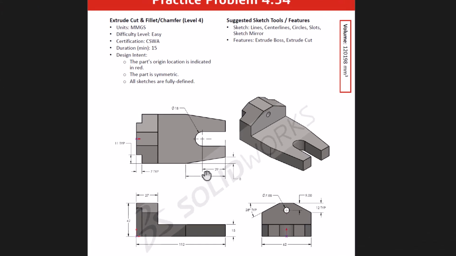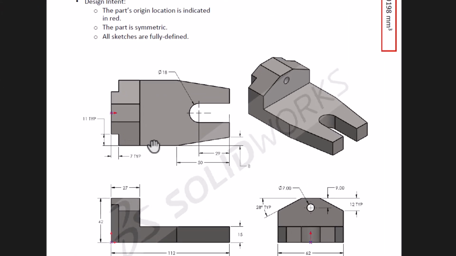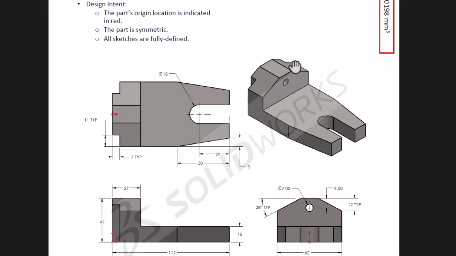4.54, on a top plane, we are going to create this sketch. And then we'll extrude by this bottom part and this side part. Lastly, from the right side, we are going to create these chamfer edges.